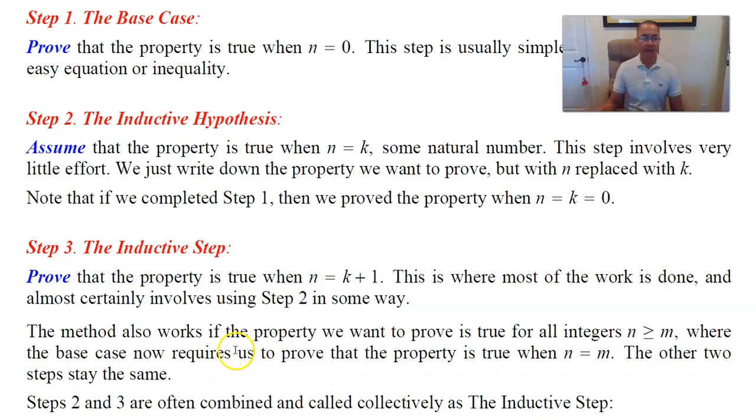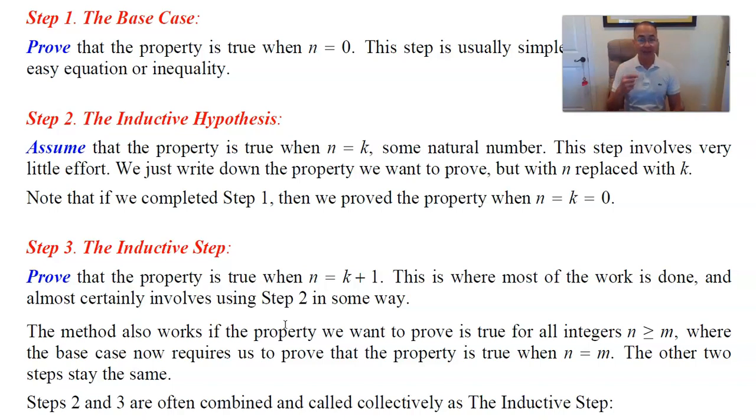So why does this work? Well, again, in step one, we show that it's true when n is zero, k is zero. And then in step two, we said it's true when n equals k, so indeed, it is true when n equals zero. Now, in step three, we're going to show that if it's true when n equals k, it's still true when n equals k plus one, the next natural number. So if we are successful in proving step three, since we showed that the property is true when k equals zero, by step three, it's also true when n equals one, zero plus one. Now that we know it's true when n equals one, by step three, it's also true when n equals 1 plus 1, which is 2. So now it's true when n equals 2, and so this goes on.